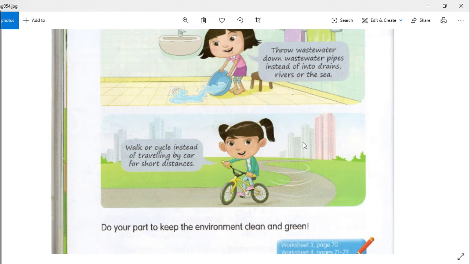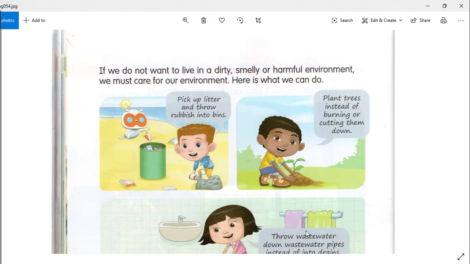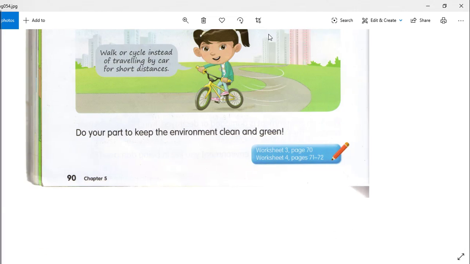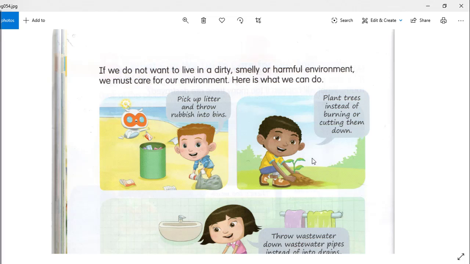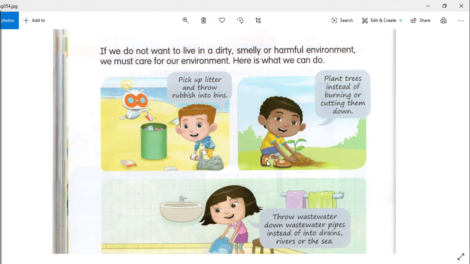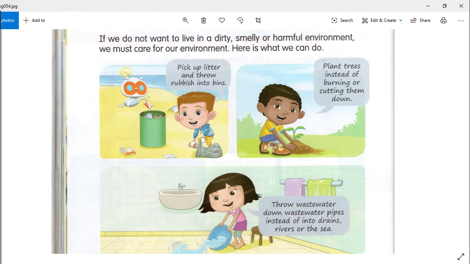So what can we do over here? You could look at this on page 90. Okay. So if we don't want to live in a dirty, smelly, harmful environment, we must care for our environment. So here's the thing that we have to do. For example, the first one, we have to pick up litter and throw rubbish into bins. We have to do these things everywhere. We have to apply these things everywhere. Okay, so that is the first one.